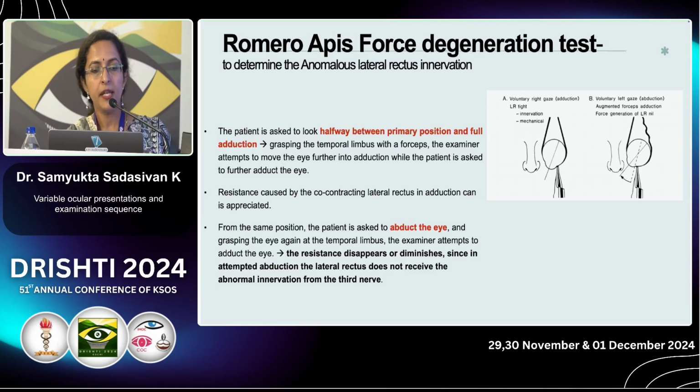So here, the patient is asked to look halfway between the primary position and full adduction. Now the examiner holds the temporal limbus and he further attempts to push the eye more into adduction. Patient is also asked to adduct the eye. At this moment, there is a resistance which is encountered because of the co-contracting lateral rectus muscle. Now from the same position, the patient is asked to abduct the eye. So this is how it goes.